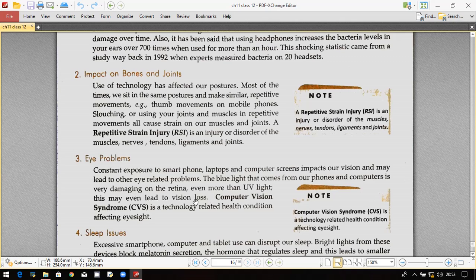Eye problems are also an issue, because if you are regularly seeing the light coming out of display screens or monitors, it may harm your vision. Computer vision syndrome, CVS, is a technology-related health condition affecting eyesight. It is caused by long sitting over particular devices, and because you are continuously getting UV radiation from them, it may cause visual strain in your eyes.